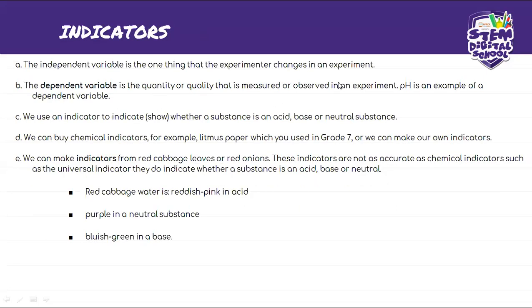Let's look at the other slide. The independent variable, we have already looked at this one. The dependent variable is the quantity or quality that is measured. We can use an indicator to indicate or show whether a substance is an acid or a base. We can buy chemical indicators, for example, litmus paper, which you used in grade 7, or we can make our own indicators. If you are going to make your own indicators, you can take some of your beetroot from your mom, but you don't have to use all of it.